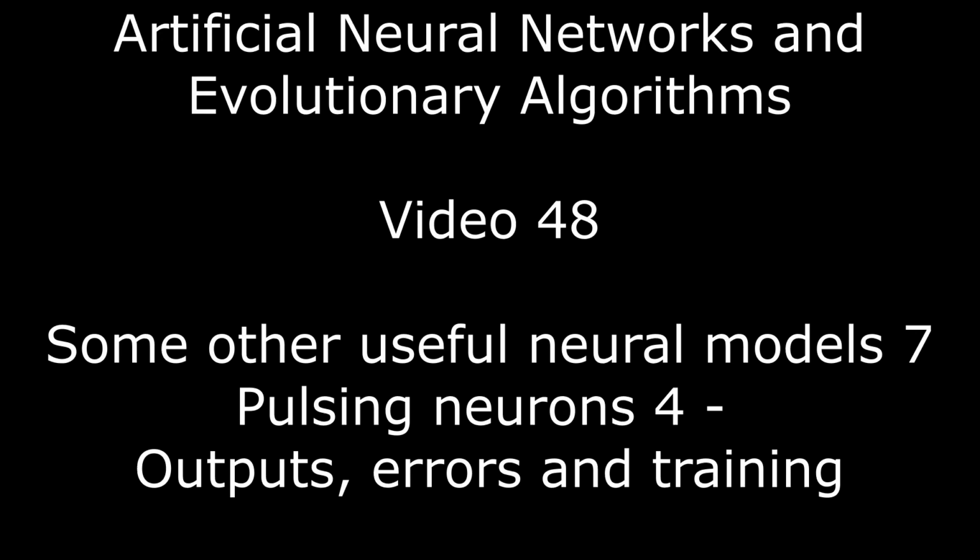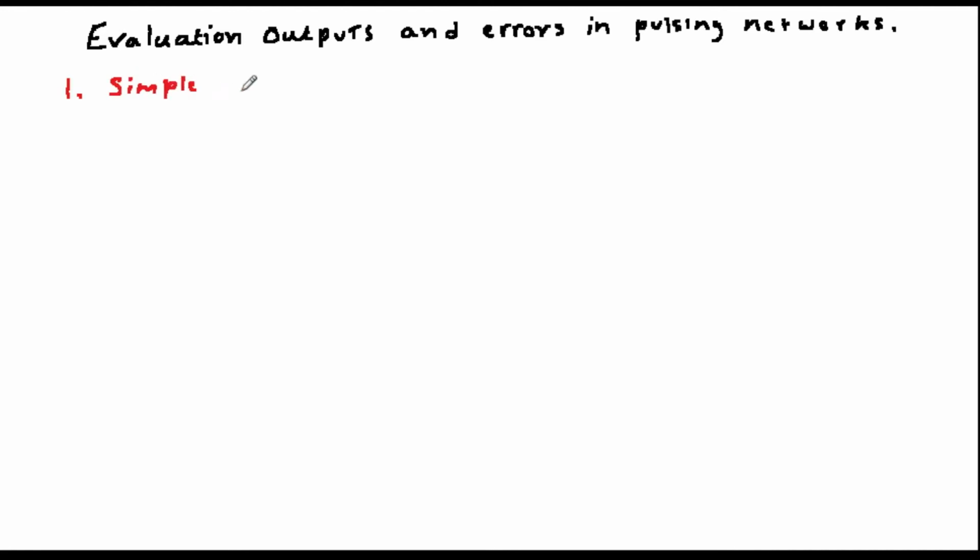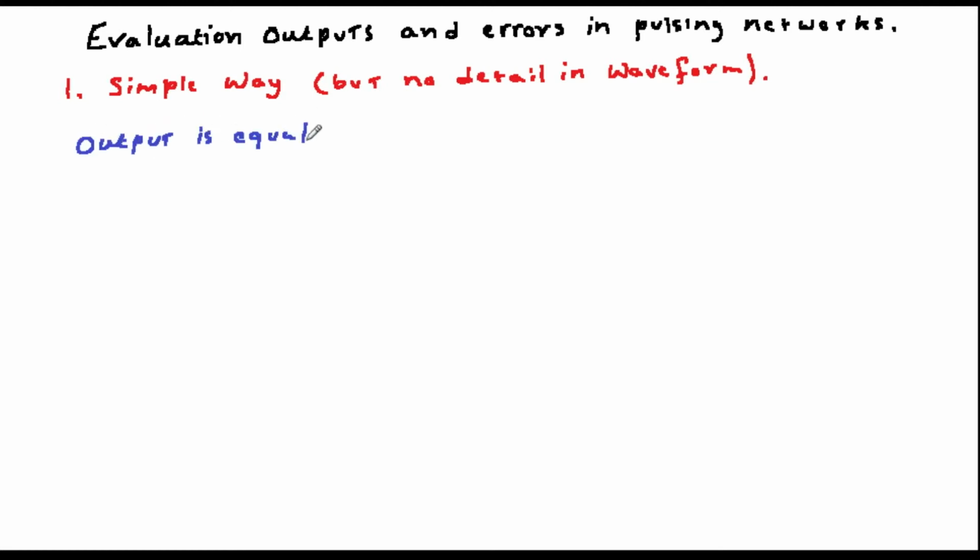To use any sort of supervised learning method, we would need to know the errors in the network. So how do we calculate these in a pulsing system? There are two commonly used approaches. The first of these is crude and uses a network output in a similar way to a perceptron network.